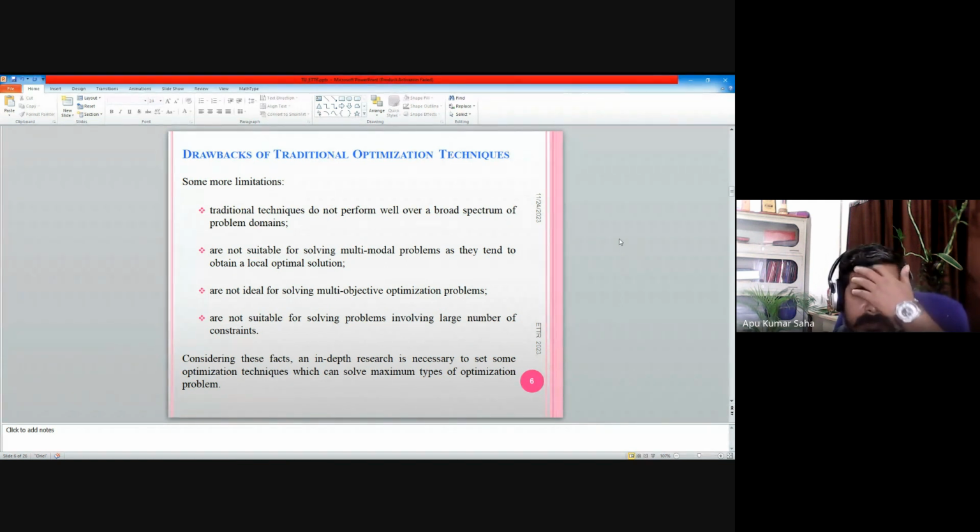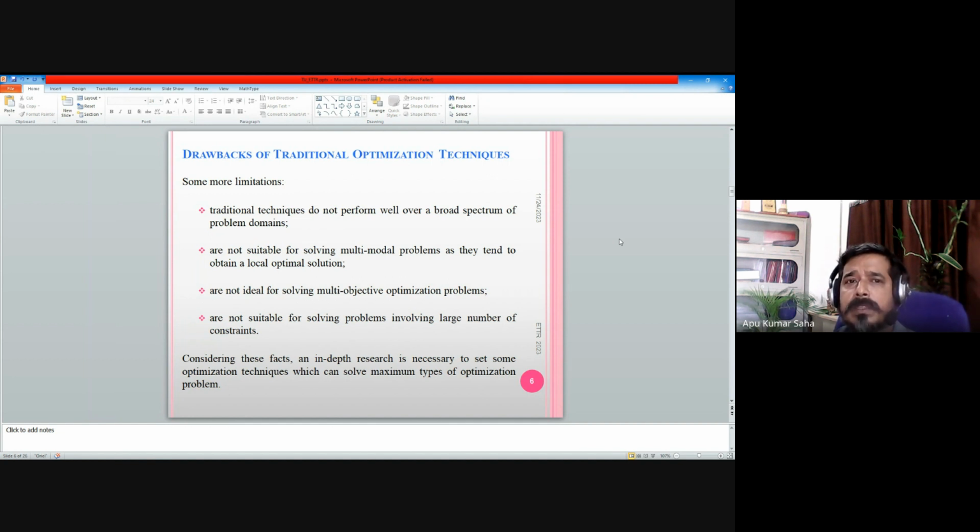Now, if the problem is multimodal, with a lot of local optimal points, then traditional methods are not suitable, because they may get stuck in a local optimum. Often, in 98% of cases, they will get stuck in a local optimum. Those methods are also not suitable for multi-objective optimization problems. And if the problem is largely nonlinear and the number of variables or constraints is huge, then traditional methods also face different kinds of limitations. That's why researchers were trying to find a versatile optimization method which can solve all types of optimization problems, because the complexity of problems is increasing day by day.